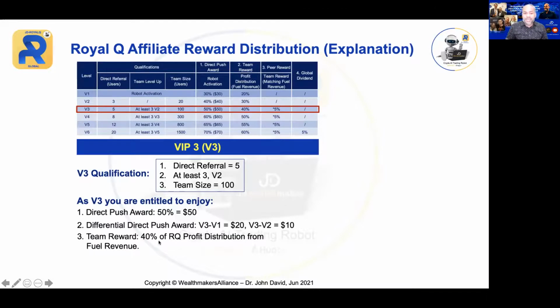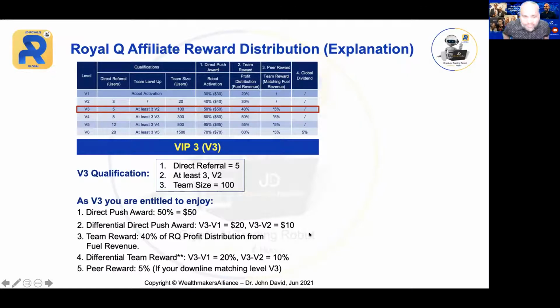Now the team rewards, you will enjoy 40%. All right. Now you also enjoy the difference. Okay, can you see that? V3 to V1, you enjoy 20%. V3 to V2, another 10%. All right. And you are also going to be eligible for the peer reward, another 5%.